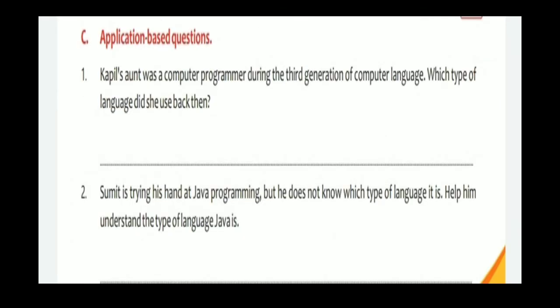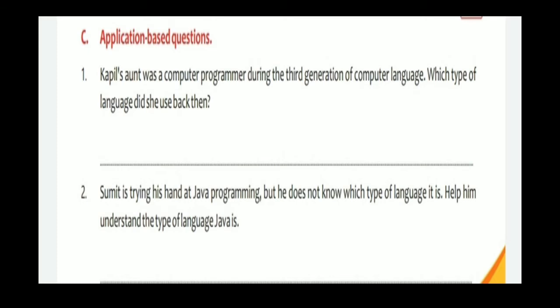Yes students, now we start application based questions. First question is, Kapil's aunt was a computer programmer during the third generation of computer language. Which type of language did she use back then? She used a third generation high level language. There are lots of high level languages like C, C++, Java, Advanced Java.